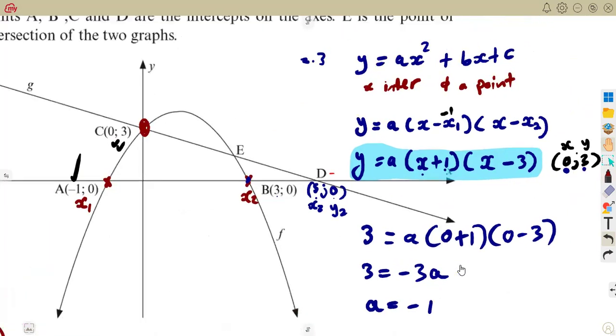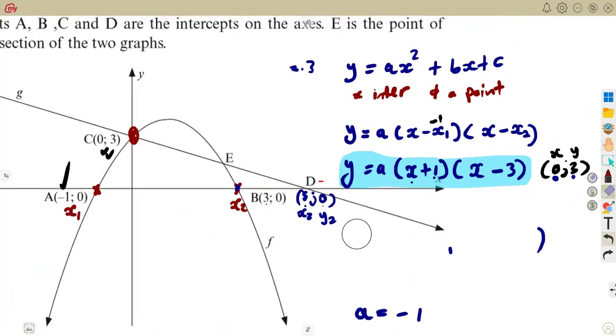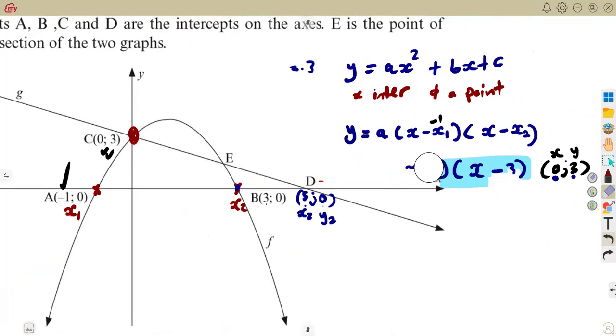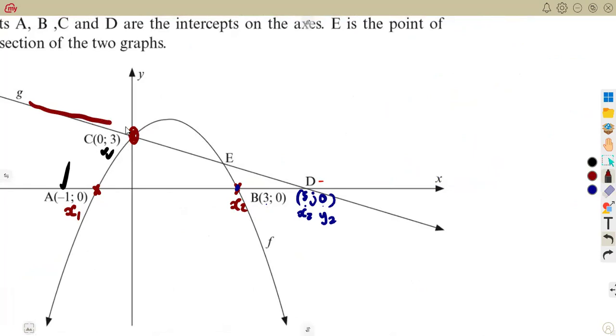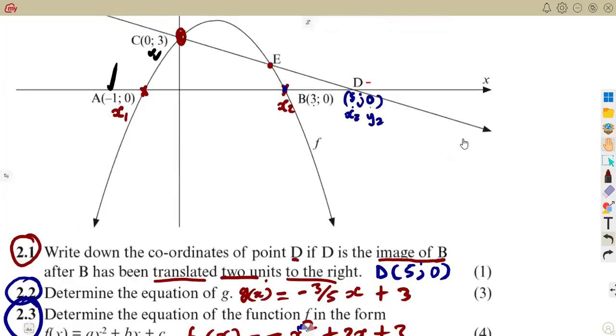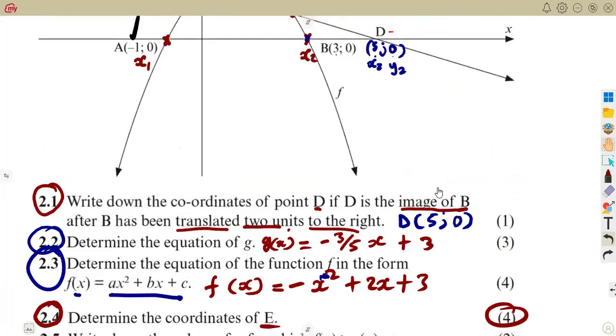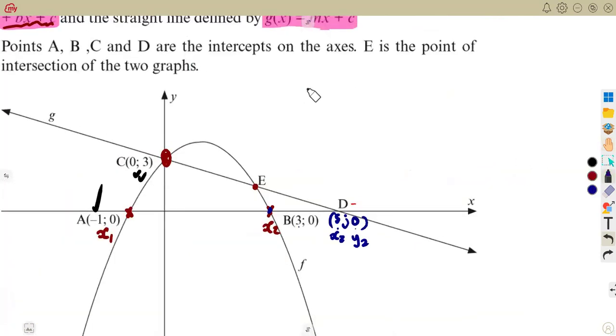All right, where is the point E? We can see that E is the point of intersection for both functions, the quadratic function and also the linear function, as we can see here. They intersect at E. Like I said, C is also the point of intersection. So you are simply going to calculate the point of intersection. E is the point of intersection, all right? So that is 2.4.